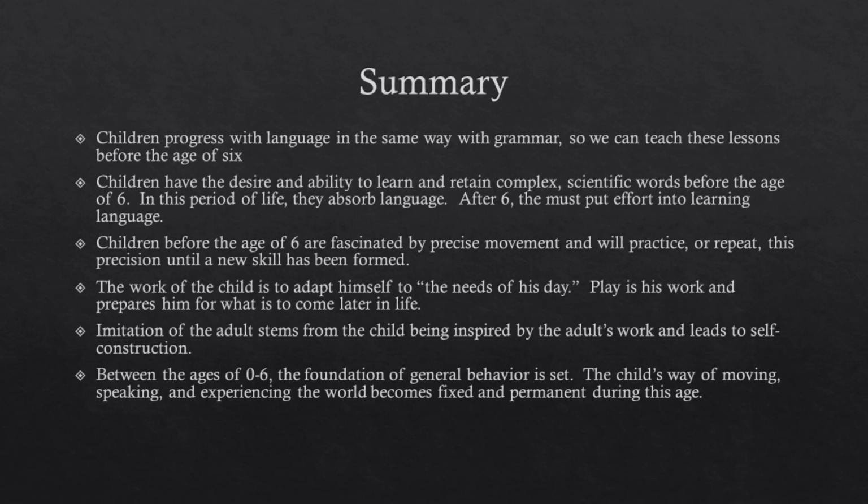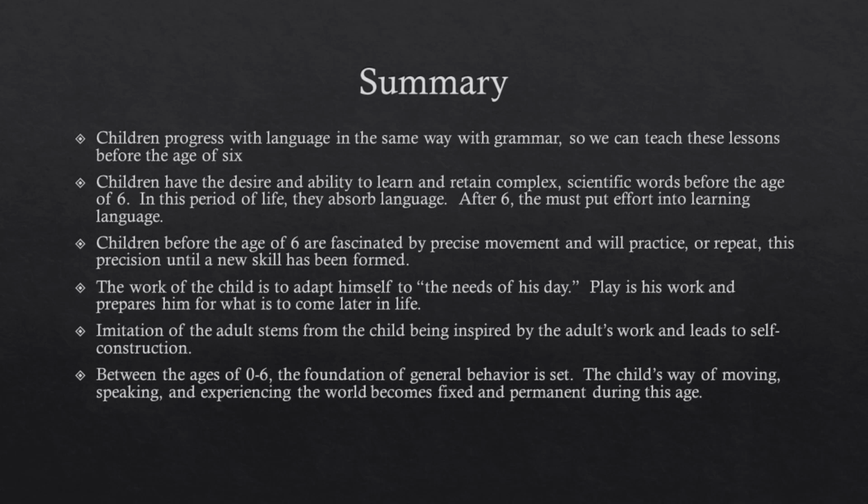Children before the age of 6 are fascinated by precise movement. They're going to practice that. They're going to repeat this precision until a new skill has been formed. And it's really important that this new skill is important for their future, that it has purpose. It's an indirect preparation for life. The work of the child is to adapt himself to the needs of his day. Play is his work, and this prepares him for what is to come later in life. His work or his play should be purposeful.